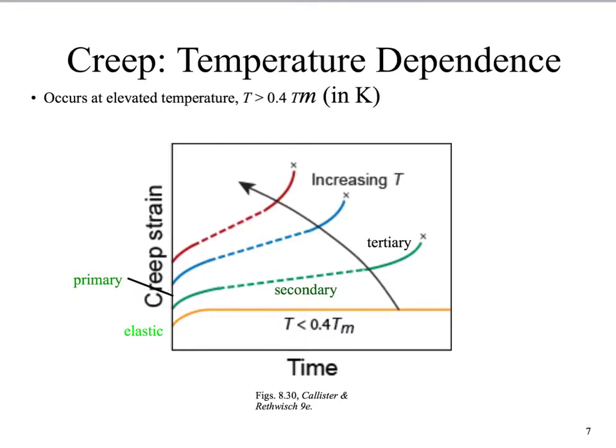So this is the superposition of three different creep strain graphs performed at different temperatures, and as we can see, the black arrow denotes increasing temperature in its direction, and it shows us that creep strain rate increases with increasing temperature, which makes sense because it's a thermally activated process.